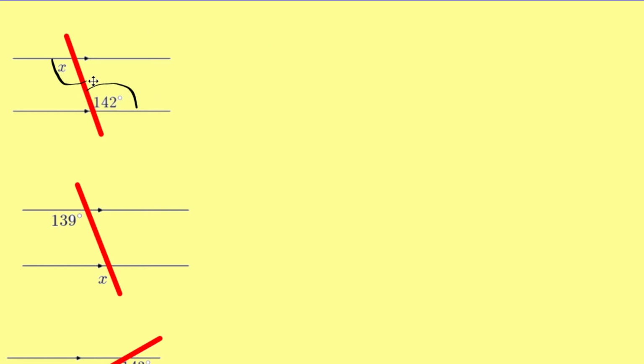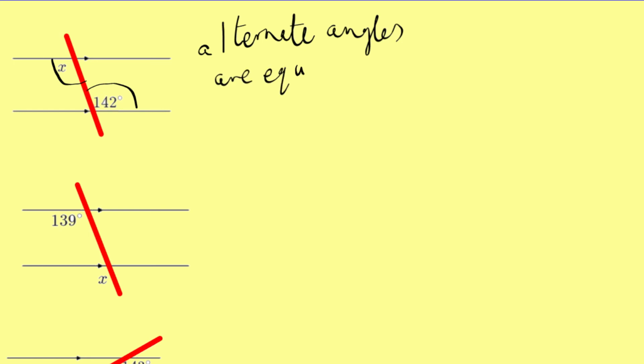When you have parallel lines with a line cutting through and you have angles that are on different sides of the line, they are called alternate angles. So when they're on different sides of the line, they're alternates, and they are equal to each other. Okay, so x here will be 142.